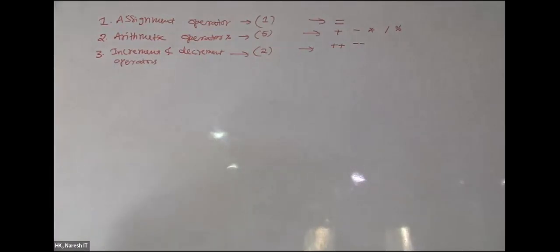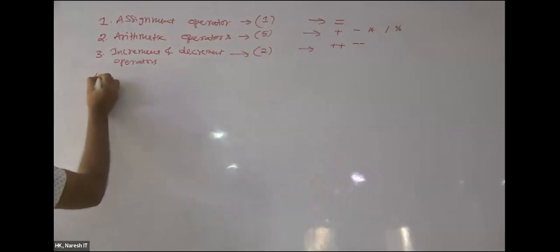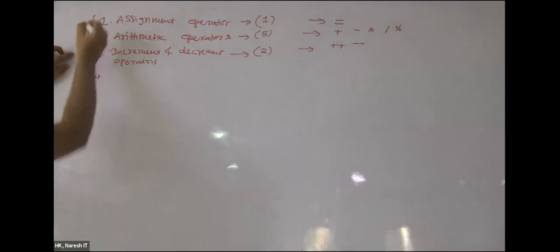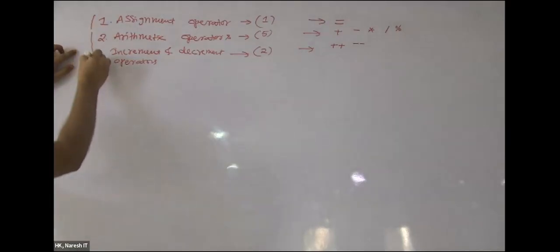Online students, are you writing? Don't write. Reply with me. Next, the fourth. Tell me, the assignment operator stores a value. The arithmetic operators perform the calculation and generate the result. Increment and decrement operators also perform calculation and generate the result. The assignment operator is input. Arithmetic and increment, decrement operators generate output.